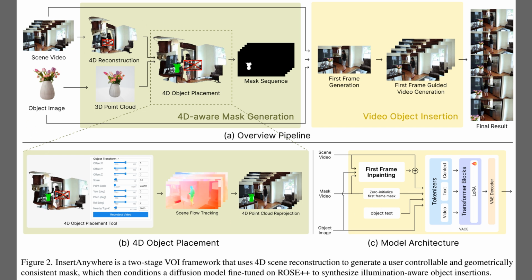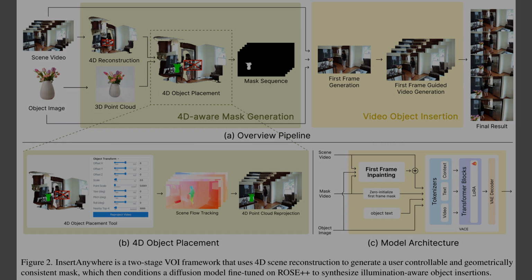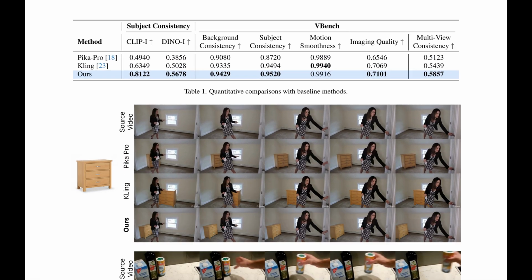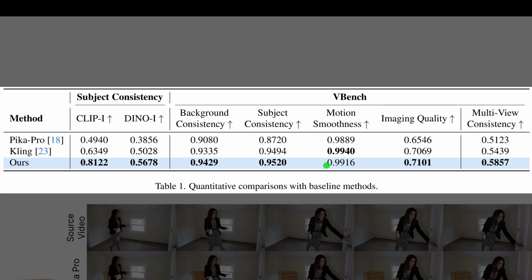Figure 2 explains why InsertAnywhere can keep an inserted object stable under motion and occlusion, because it starts from explicit scene geometry before it generates pixels. This figure shows the full two-stage pipeline, from 4D aware mask generation into diffusion-based video object insertion. The left side reconstructs the scene and lets the user place a 3D point cloud object, which then becomes a temporally consistent mask sequence. The right side uses a first frame anchor and guided video generation, so the object identity and lighting stay consistent.